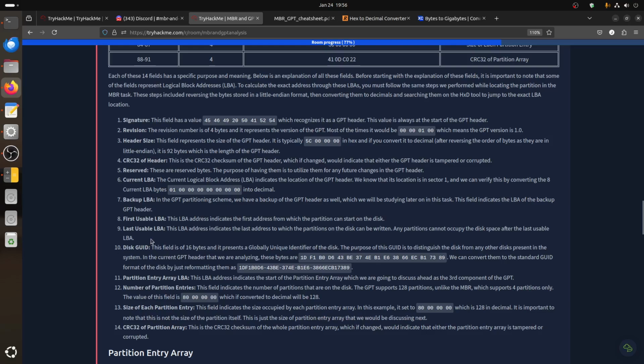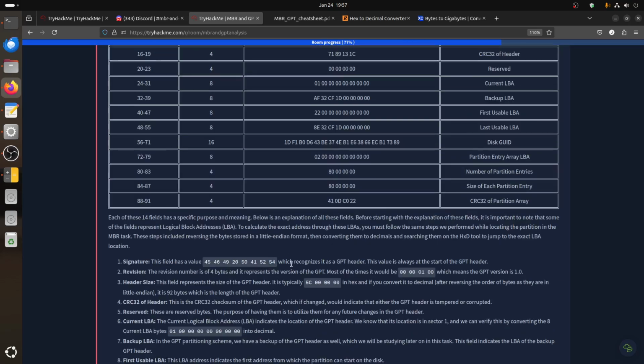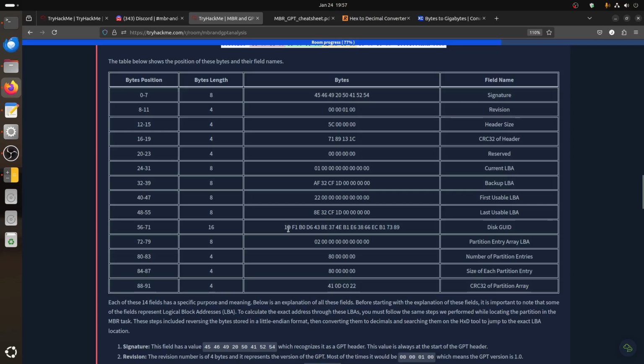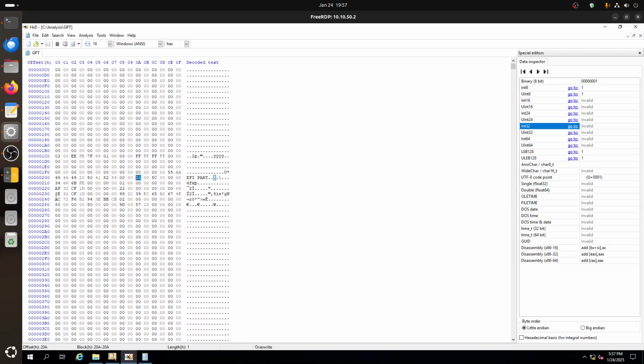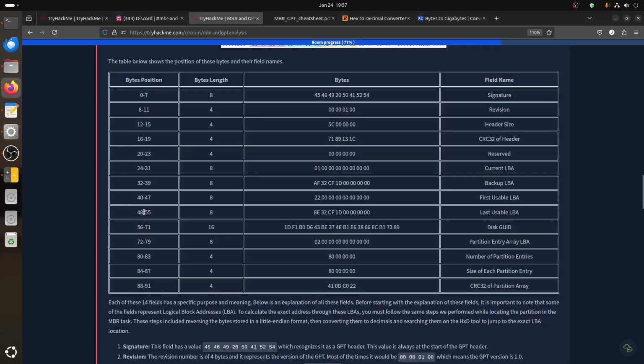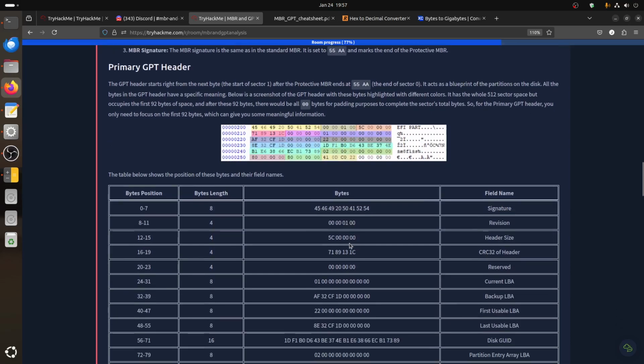The disk GUID, this is where we'll end up. Not this one. The first usable LBA does indicate the first address from which the partition can start on the disk. Then the header, the disk. At offset 56 it is 16 bytes. I think it is this, if I'm not mistaken. The disk GUID, this one.